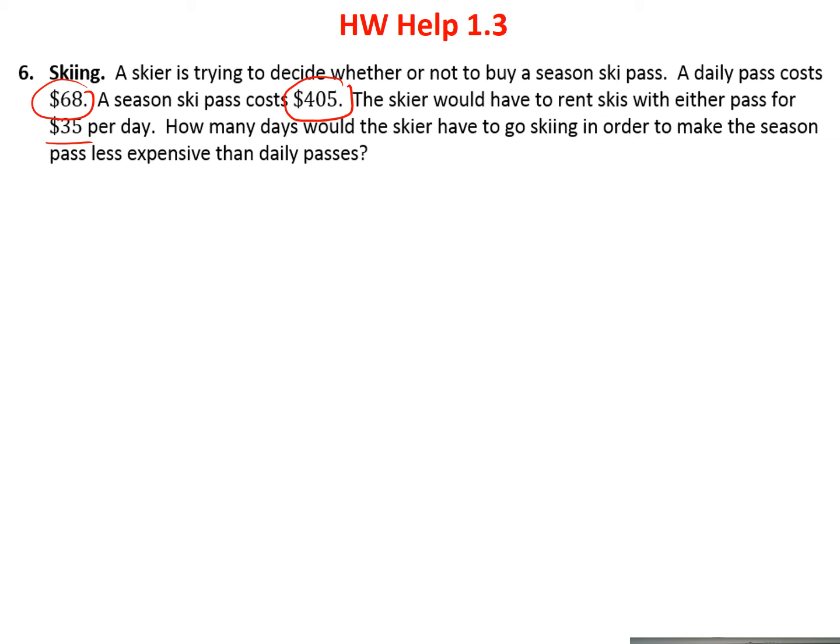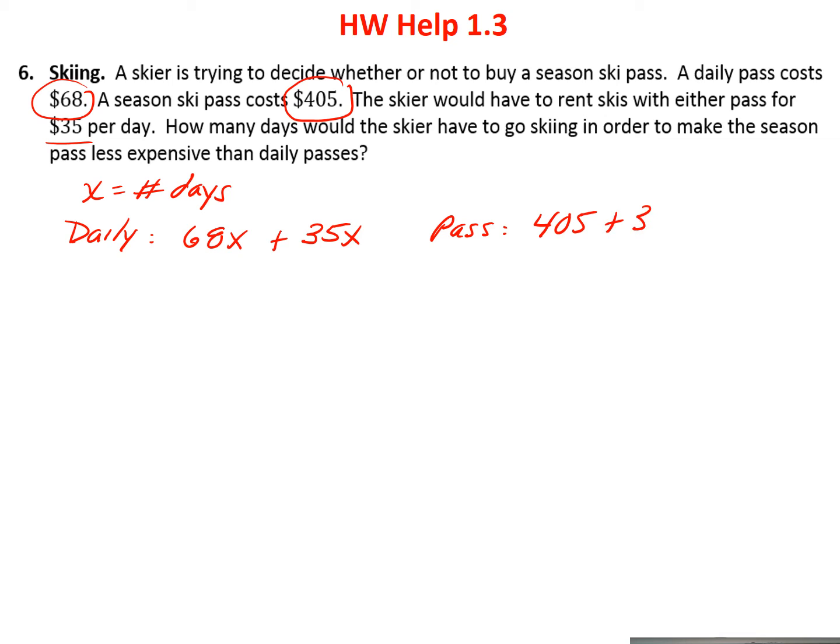So I'm going to let x equal the number of days I go skiing. Okay? So if I'm just going on the daily pass, it's going to cost me $68 times each day plus 35 times each day. The pass is going to cost me just one amount, $405, and then 35x.